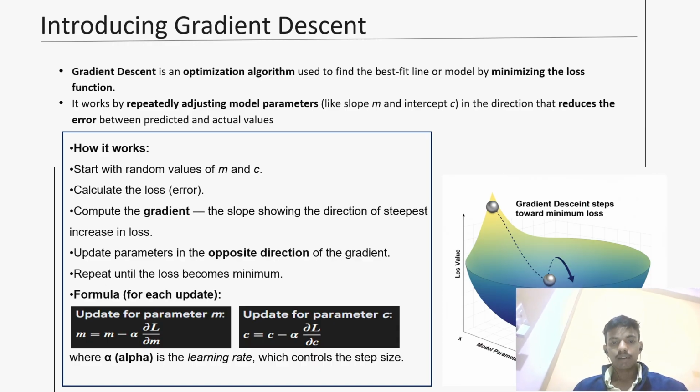It also works in an iterative way. Firstly, we start with random values for the slope and intercept. Then we calculate the loss and compute how the parameters are going to affect that loss, and then update them in the direction that reduces the error. We repeat this process until the loss stops changing significantly, meaning we have found the optimal parameters.